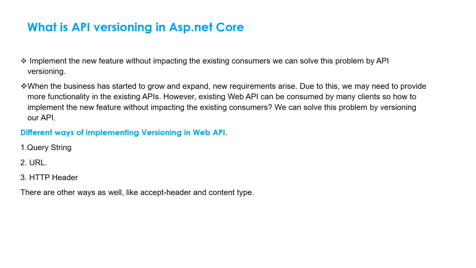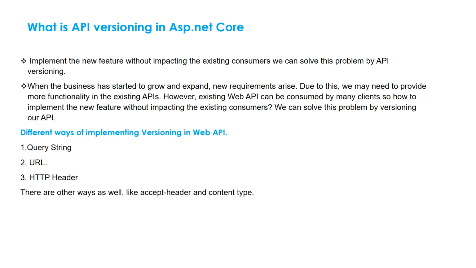If I explain it in simple words, you have an existing project, you have already implemented multiple APIs, and the existing APIs are already consumed by multiple clients, right? And going forward, you need to introduce a new feature. You want to add the new feature without impacting the existing clients. To resolve this problem, we introduce API versioning.